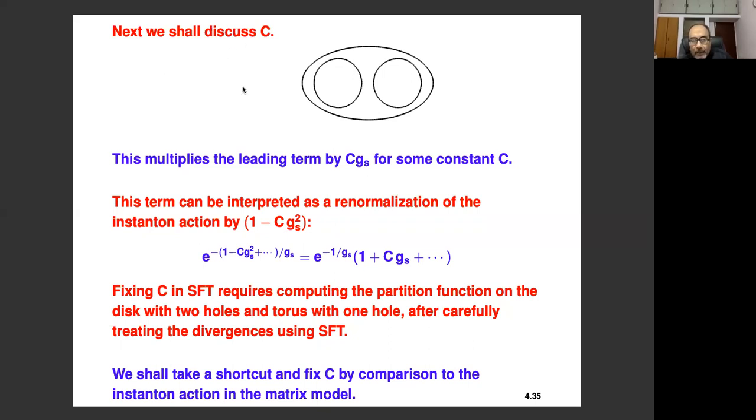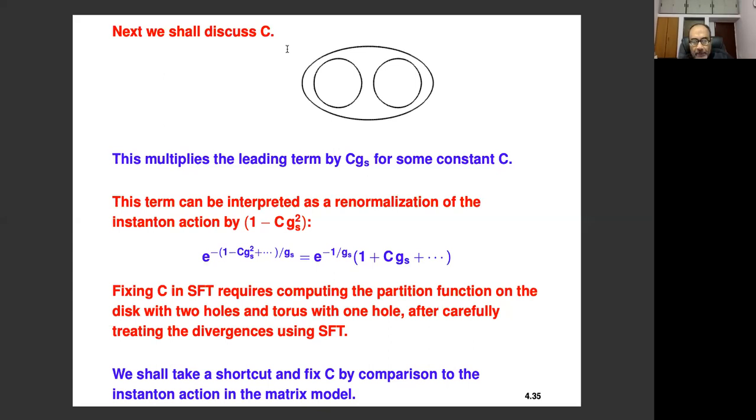So what I'll do in the next 2 or 3 slides is to give an indirect argument to show that C actually vanishes. But you should keep in mind that this is an indirect argument and it's not completely rigorous. So let me go through the argument anyway.